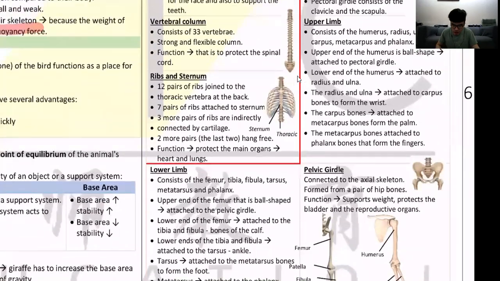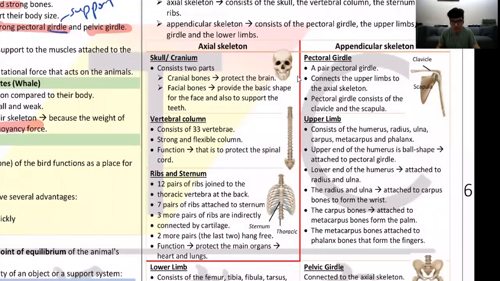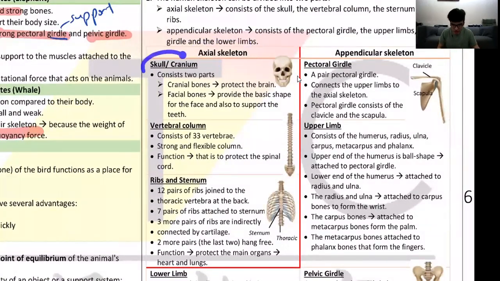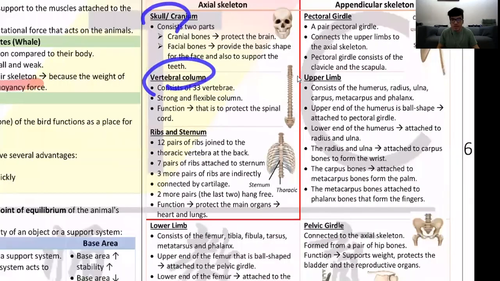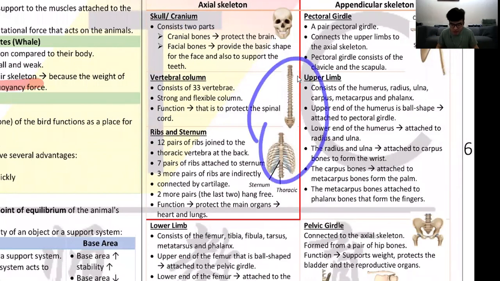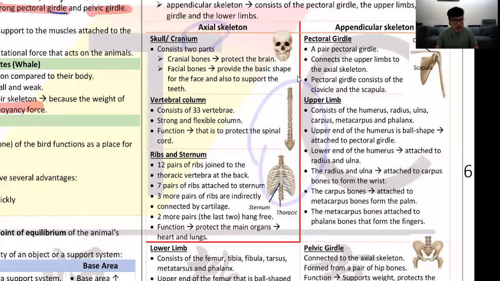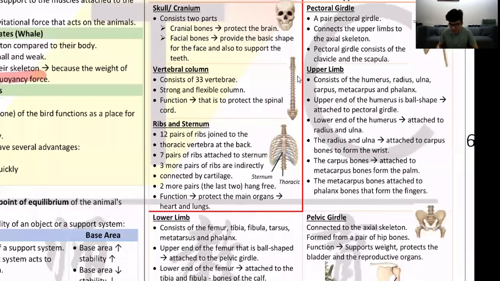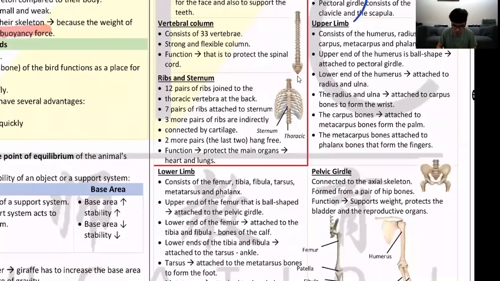All right, so for humans, you only need to know where is your axial. Axial is the middle. Your skull, vertebral column, your backbone, and your ribs and sternum, because your rib cage is attached to your vertebra. It's attached to your backbone. That's why these are together. So this is your axial skeleton. Why do we call it axial? Axial means middle. And then you have your appendicular skeleton, okay, your appendage, which is your pectoral girdle and your pelvic girdle, and of course upper limb and lower limb, since your upper limb is attached to this, the lower limb is attached to this.